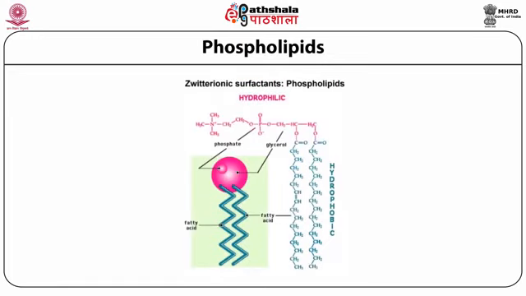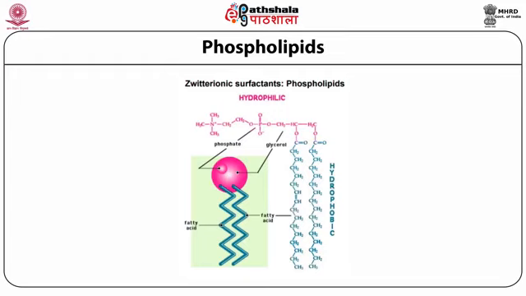Phospholipids can also be termed zwitterionic surfactants. The well-known phospholipid lecithin, or phosphatidylcholine, has two hydrophobic tails made up of acyl groups of long chain fatty acids. The negative charge on the phosphate and the positive charge of the choline constitute the zwitterionic polar head.